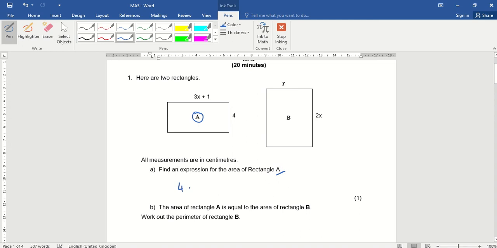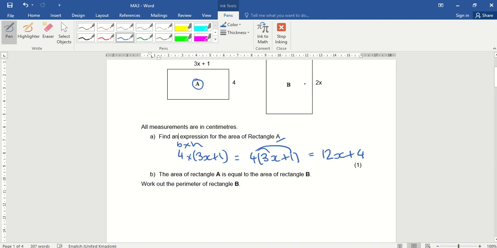We know that one side is 4, the other side is 3x plus 1. And we multiply them together to get the area. We can write that as just 4(3x plus 1). And then multiplying out the brackets gives us 12x plus 4. For part B, the area of rectangle A is equal to the area of rectangle B. Work out the perimeter of rectangle B.